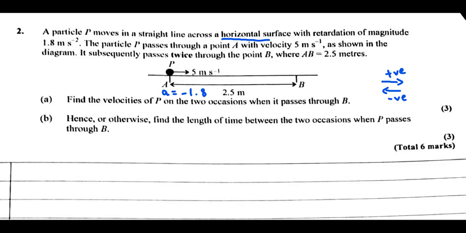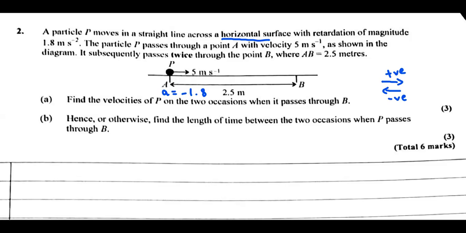Yes, ma'am. Okay. Do not get confused with retardation. For retardation, just remember that it is reducing the speed. So if your particle is moving in the right direction and they have used the word retardation, it means the acceleration will be in the opposite direction, the left direction. For the left direction we are using negative. Okay?